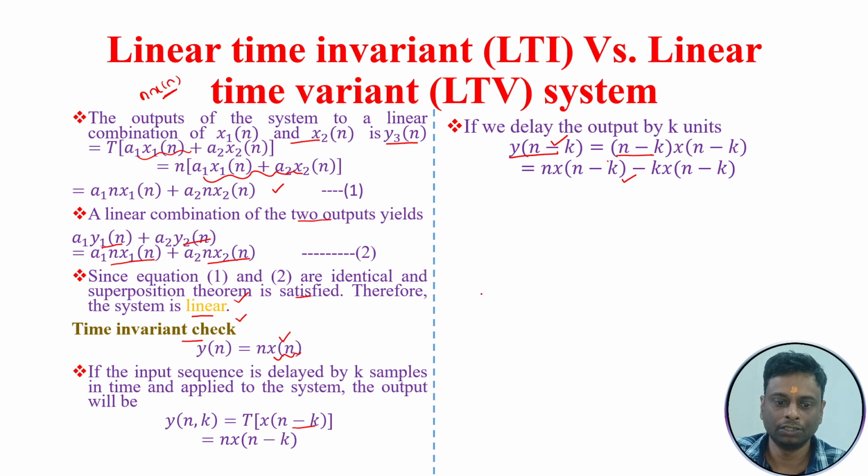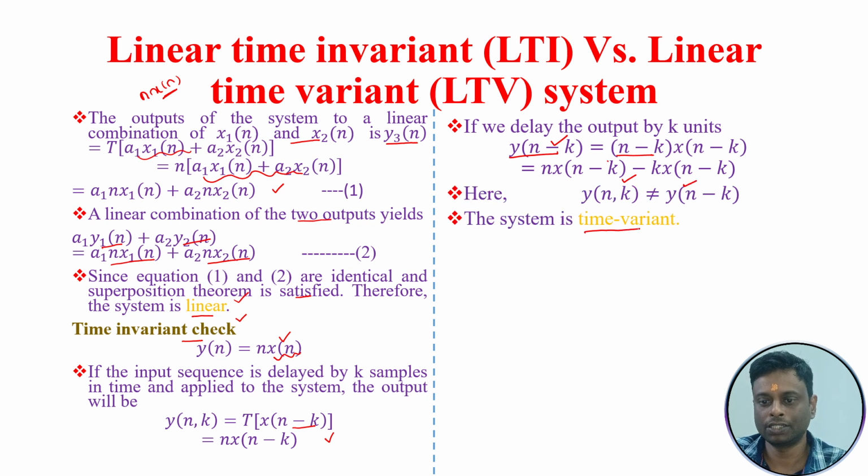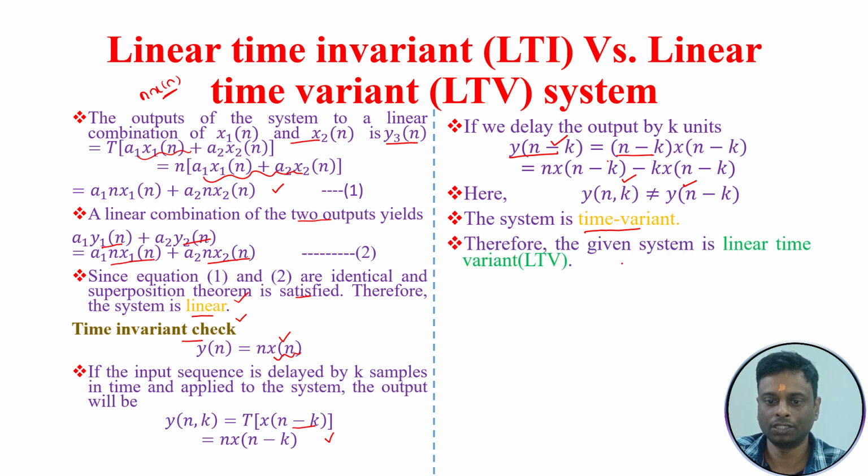We can see both are not equal. y of n comma k is not equal to y of n minus k. That is why the system is time variant. So this system is a linear time variant system. That is how you check whether a system is a linear time variant system or a linear time invariant system.